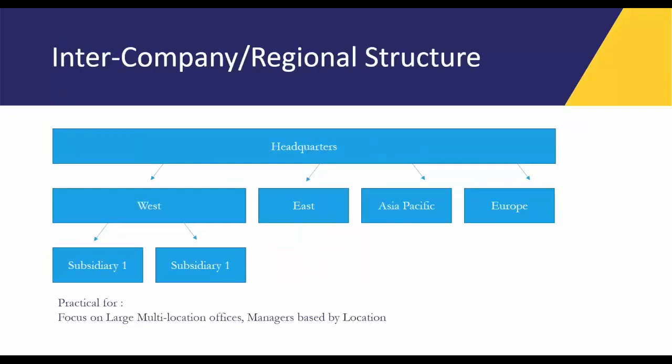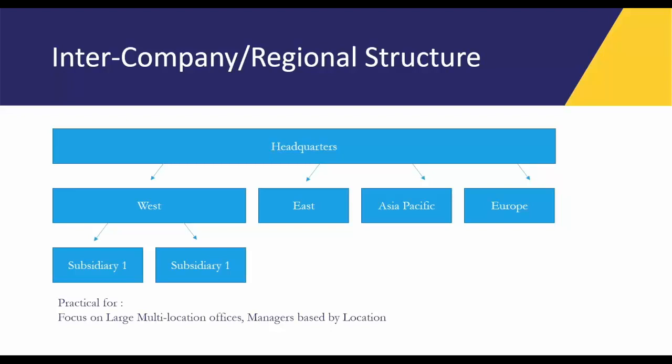Another structure we see quite often is the intercompany regional structure. For larger global businesses that have locations across the world, different offices, things like that, we can use the location structure, the regional method, to formulate our department structure. And you can actually combine those two structures as well. You could have a top level regional structure that then boils down into a more corporate structure under that.